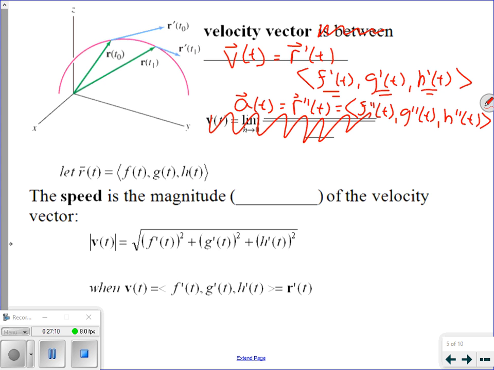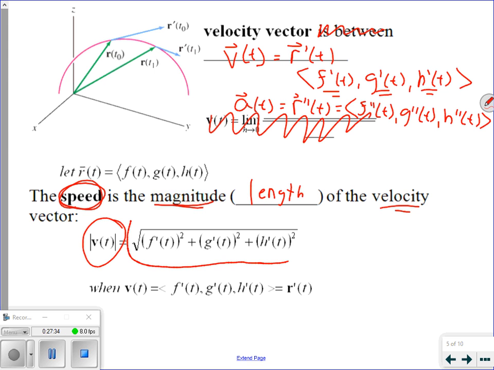So the last thing I'm going to say is that we can talk about the speed. All right, the speed of a vector is nothing more than the magnitude or the length. We know that means the length of the velocity. So you're going to see that absolute value of v of t symbol that we saw before, but instead of putting r there for my position, we're going to put v of t. And notice that it's the same exact formula for magnitude as we talked about before, but instead of f, g, and h, it's f prime, g prime, and h prime.